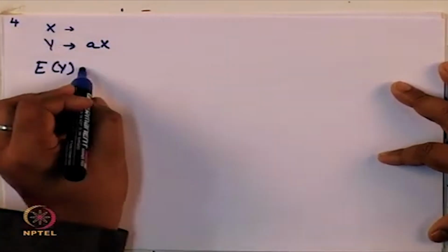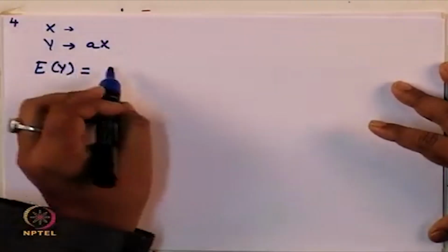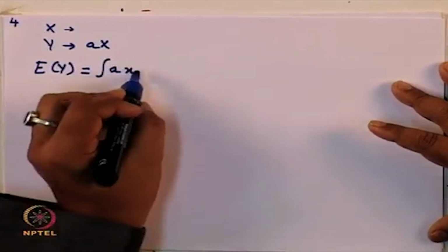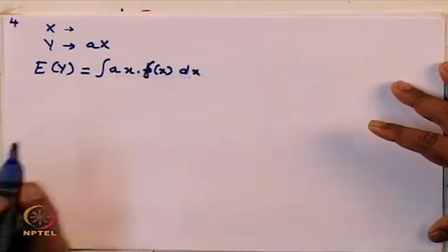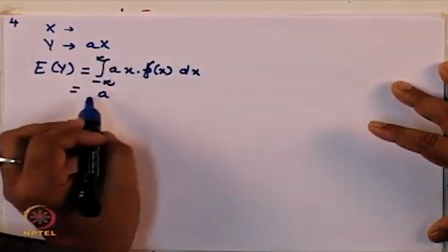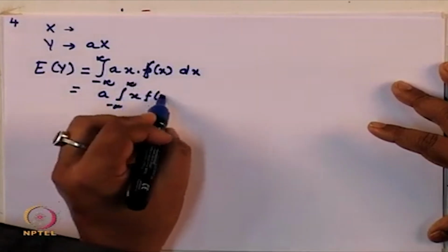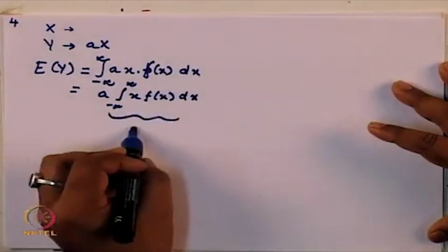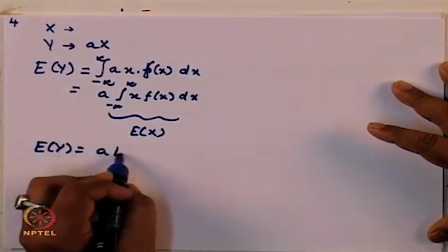So, I can write E of y, if this was a continuous variable, as the integral of a x into p of x, that is f of x dx. I can take the a out, so I can write a times the integral from minus infinity to infinity of x f(x) dx. Now, what is this? This is nothing but the expectation of x. So, I will have E of y is a E of x.